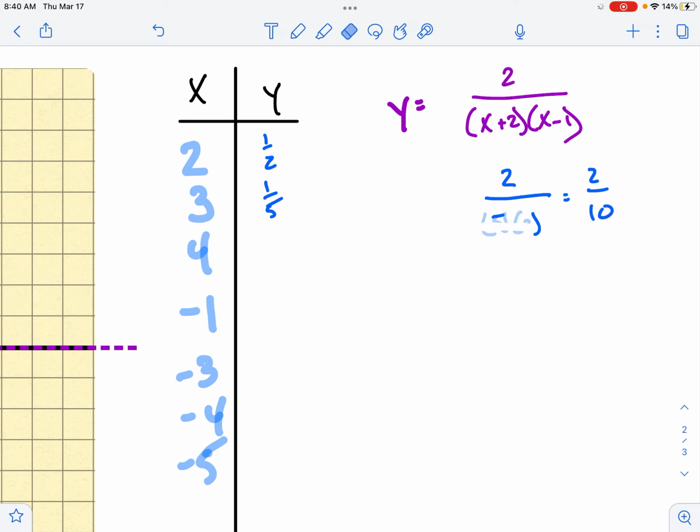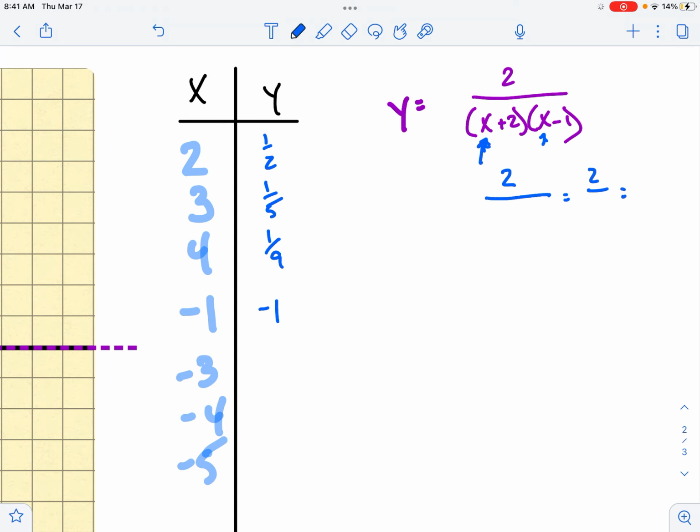Let's repeat that process. You can see the 2 is not going to keep changing. 4, so 4 plus 2 is 6. 4 minus 1 is 3. That's 18, so 1/9. All right, so we have some information there. Let's try again with -1. -1 plus 2 is 1, and -1 minus 1 is -2. So 1 over -2 is -1/2.